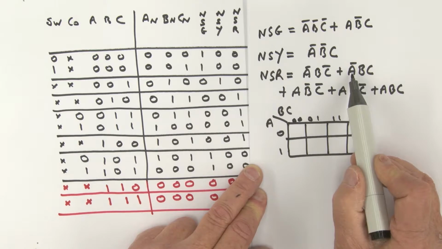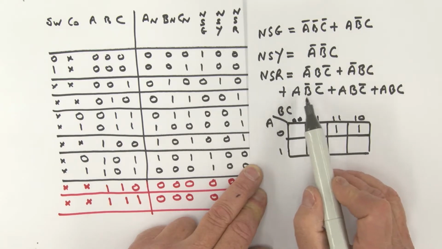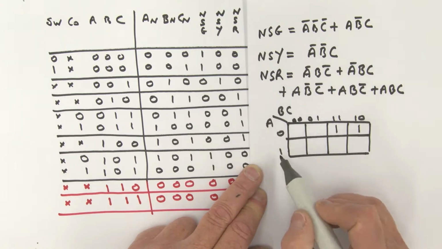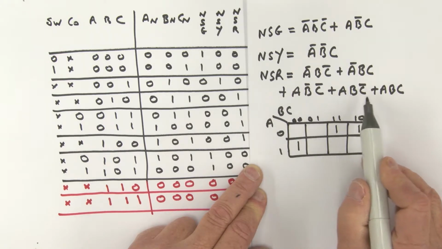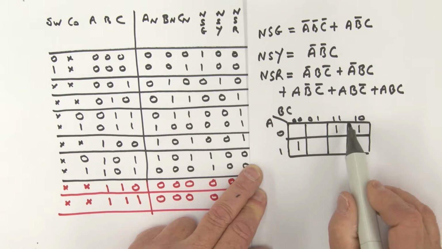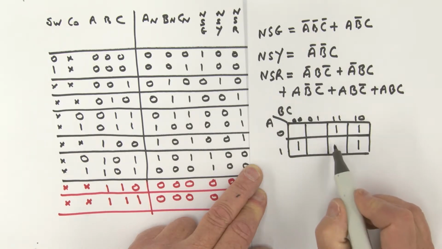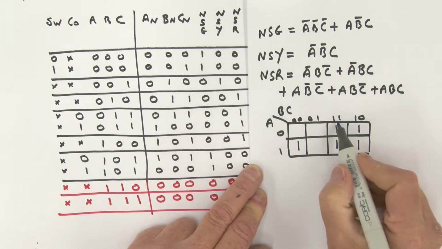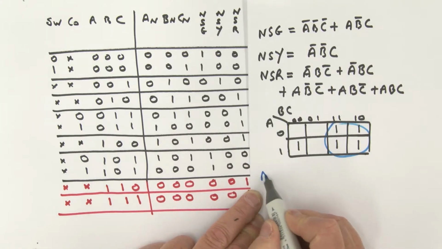Next term, A bar, B, C. Got a 1 sitting here. Next term is A, B bar, C bar, 1 sitting here. Then I've got A, B, C bar, 1 sitting here. And then I've got A, B, C sitting over here like so. Well, can I actually minimize that? Yes, I can certainly group these together like so.